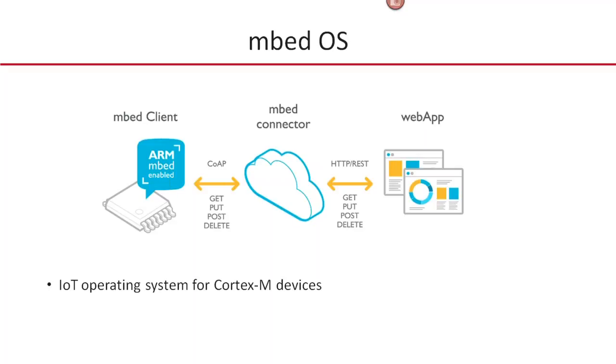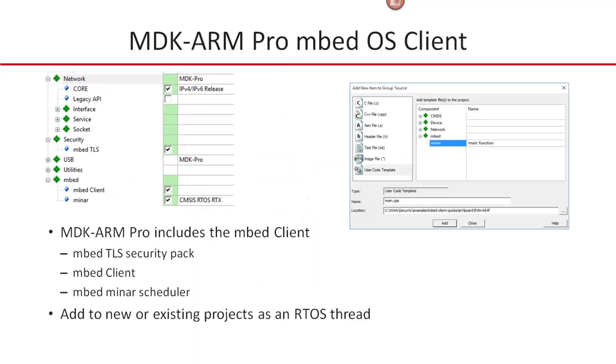Now this is open source and it will build with a number of tools, but it has now been added as a client within the MDK Pro. So here we can add the Embed Clients, the minor scheduler and the Embed TLS Security pack to our code, and then we have templates that will add the necessary code to start and allow us to transfer data to and from the ARM servers. So this becomes very easy to implement within the ARM MDK Pro.